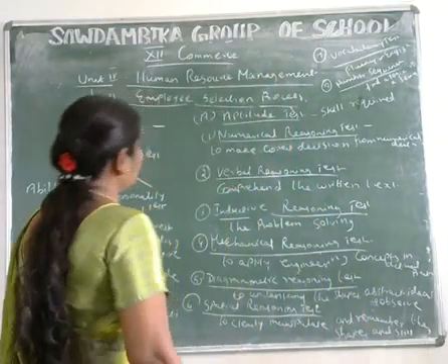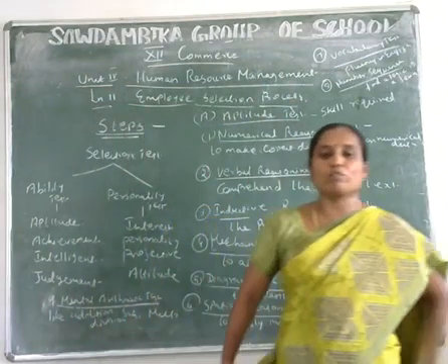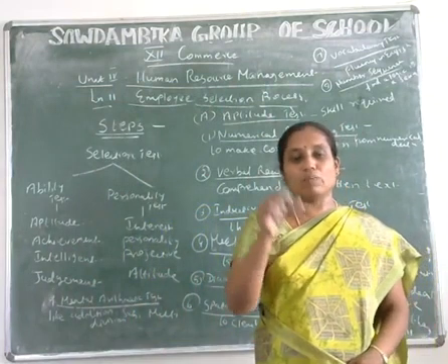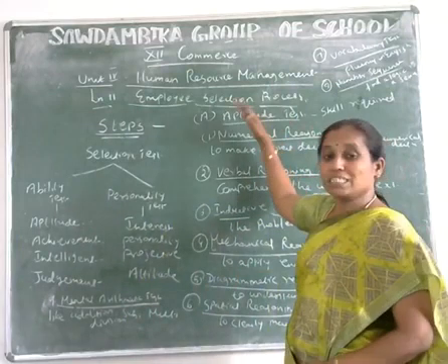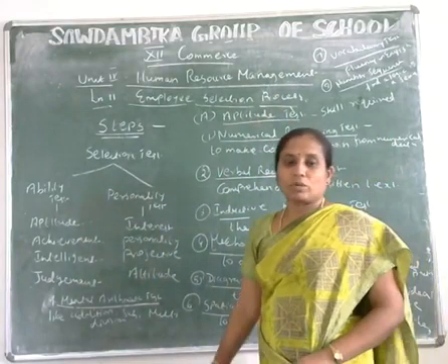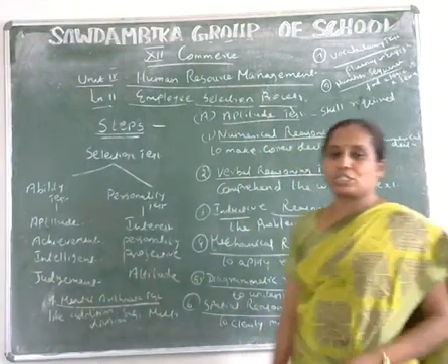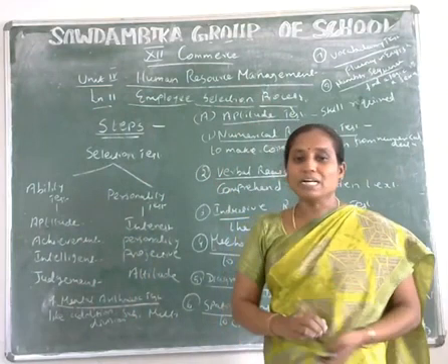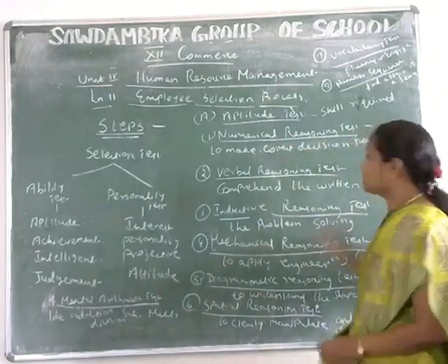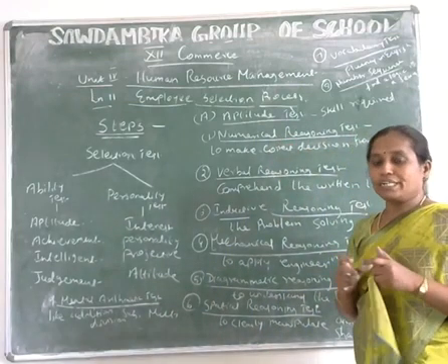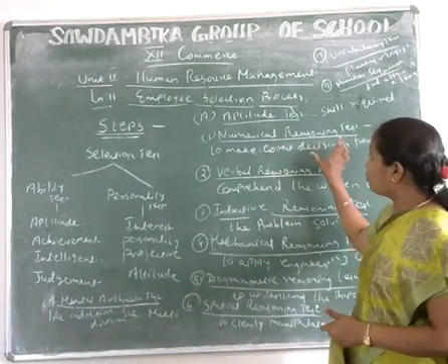Aptitude test means measuring the skills required of persons to perform in the organizations. What are the skills required? This type of test measures that. What are the kinds of aptitude test? Number one is the numerical reasoning test. This test measures the ability to make correct decisions from the data. How do the candidates take the correct decisions in the organizations? They are measured by this kind of test.